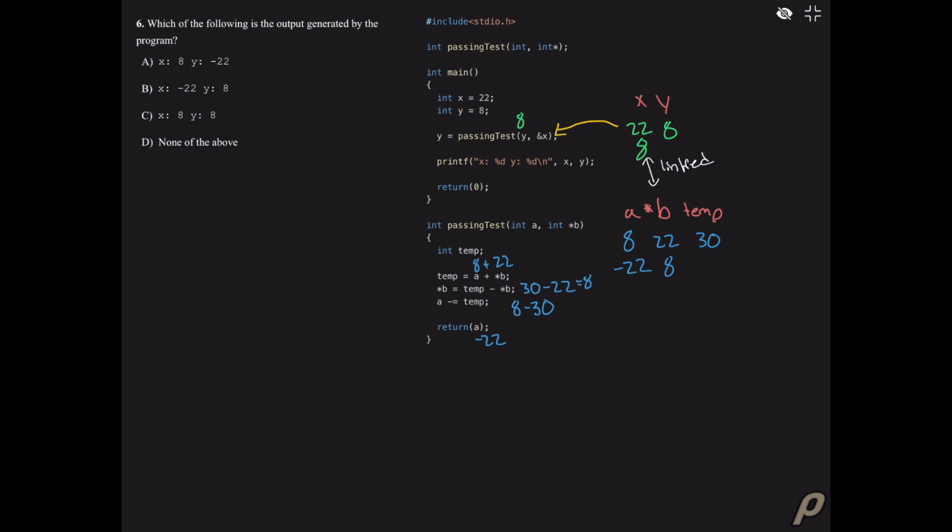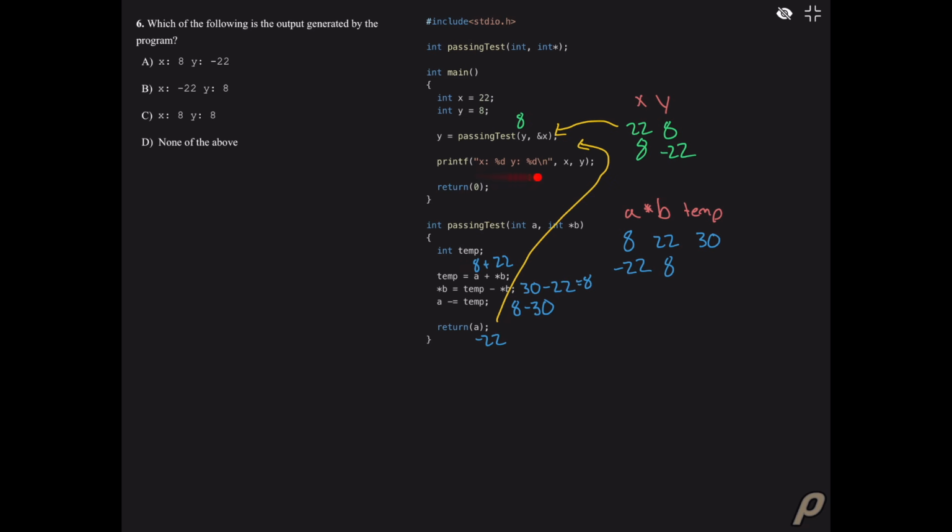So this will get passed back into this function up here, and so that's what gets returned. And we see that the return value, which now occupies where this passing test was, is going to be set equal to y. So now we know that y is going to be, I'm going to erase this just because it's taking up some space, but we know that y is going to be negative 22, as that's the value that was returned by this passing test function.